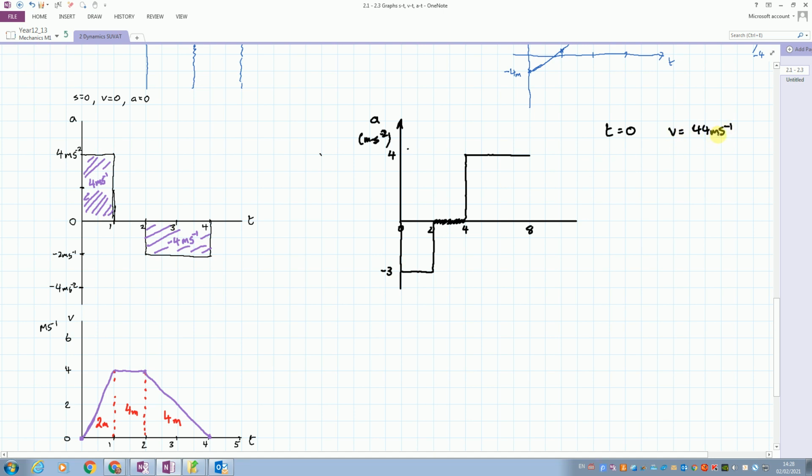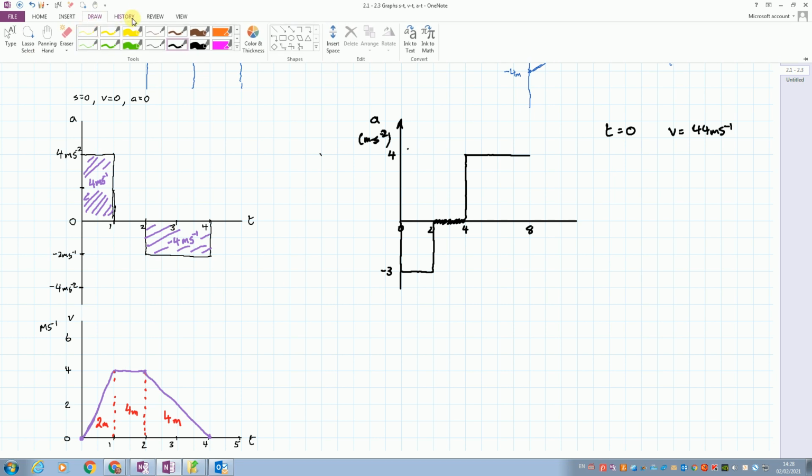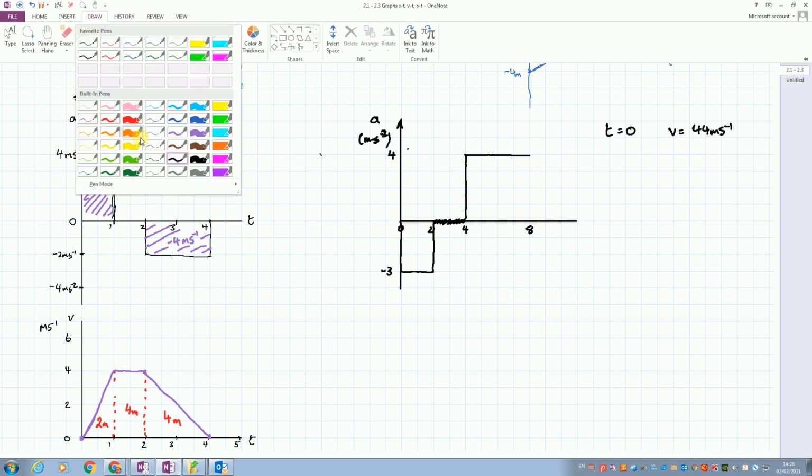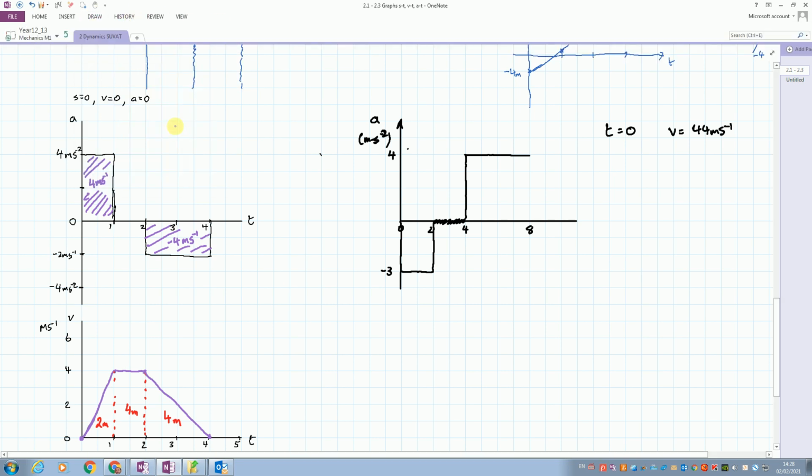Notice the car is already travelling at 44 meters per second. So if you were to draw the graph, we would start at time zero with a velocity of 44 meters per second. Because of the nature of the question, it's actually asking us to find the overall distance, the speed at the end. And you don't actually have to draw the graph for that.